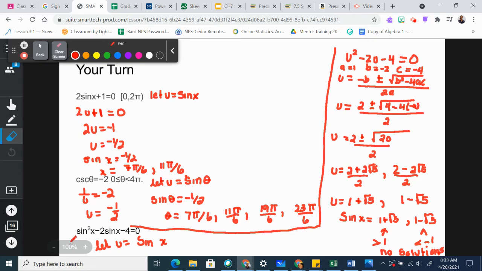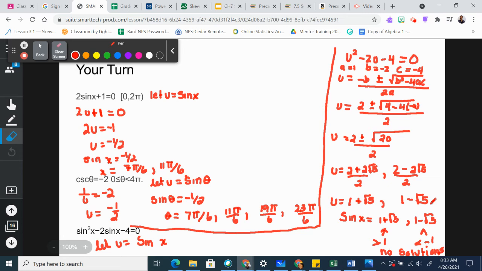Finally, for the third one, this is actually very similar to the other example I showed you. I let u equal sine x, and then I made that substitution. So I had a quadratic equation, and I used the quadratic formula to solve that equation. I identified my a, b, and c, made all of my substitutions, and I finally came up with u is equal to 1 plus the square root of 5, or 1 minus the square root of 5.